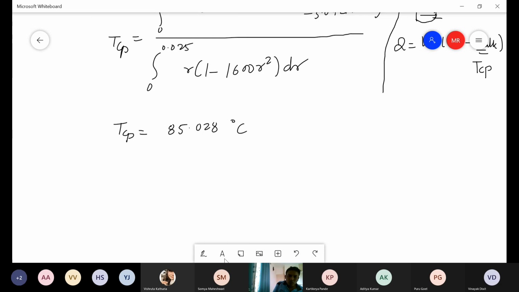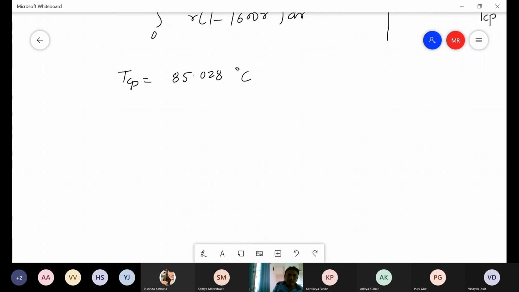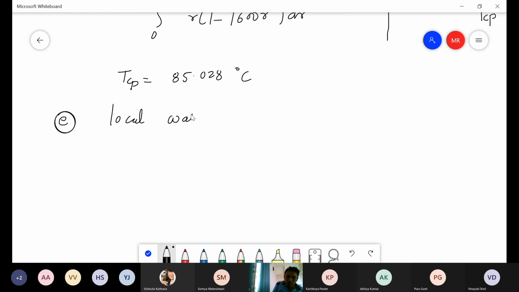Let me just scroll up a little bit. So next part is we have to calculate the local wall heat flux, isn't it? So local wall heat flux will be what? k dT by dr at r equals r naught. When we are saying wall heat flux, that will be at r equals r naught, isn't it?